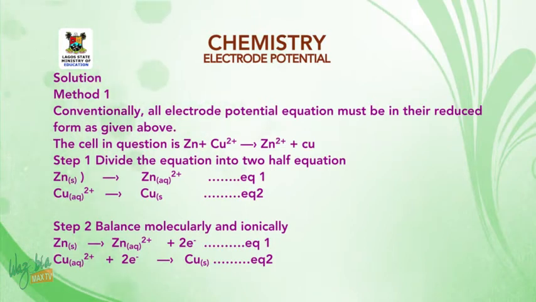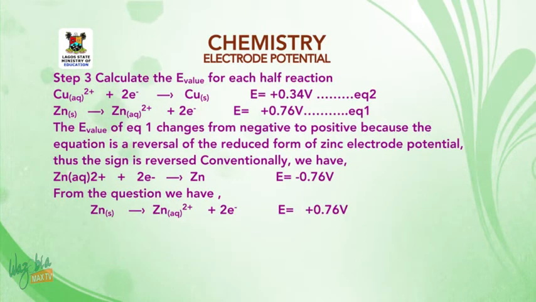Now step one is to divide the equation into two halves. So you have equation one, that is Zn to Zn2 plus, and copper 2 plus to copper, that's equation two. Step two, balance it molecularly and ionically, and so two electrons are involved, one at the anode, one at the cathode. Then step three, calculate the E value for each. For copper 2 plus, plus 2 electrons to give us copper, E is plus 0.34 volt. Whereas Zn to give us Zn2 plus, plus 2 electrons, E equals 0.76 volt.